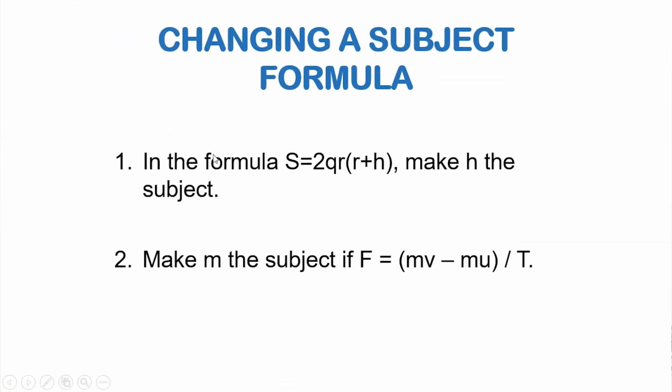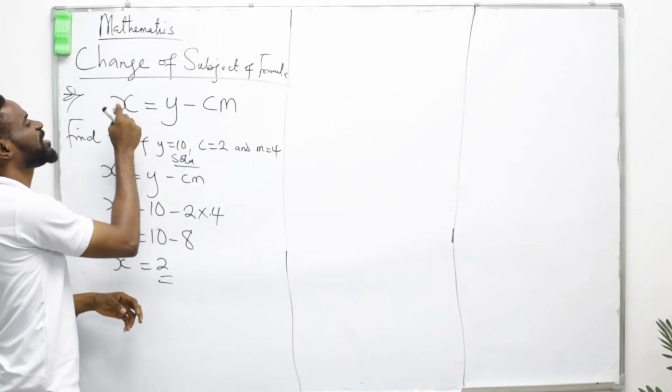Now, we look at some of the things we have here. To change a subject formula, like we said, the subject is a number on its own. Now, we can make any unknown inside of the formula, any particular one, to be the subject. It is not compulsory that it is only y that will be the subject.